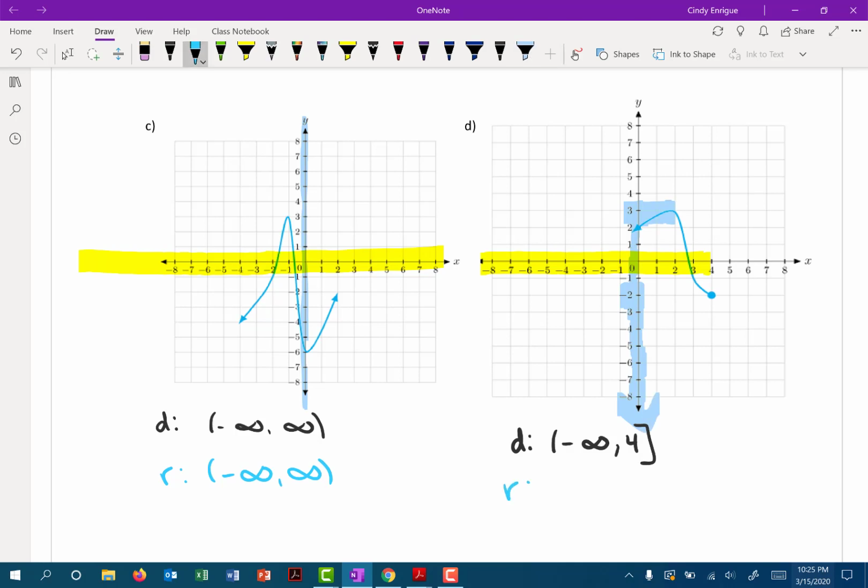So I'm going to say that my range, the smallest, since that arrow here tells me it keeps going down forever and ever, is negative infinity. But the highest point it's ever going to be, positive 3, is the biggest y value. So positive 3. That represents my domain and my range, and I hope that makes sense. Oops, erase that 4 with the bracket there.